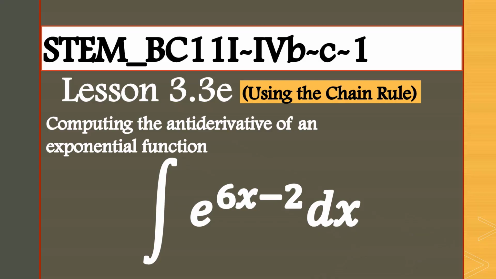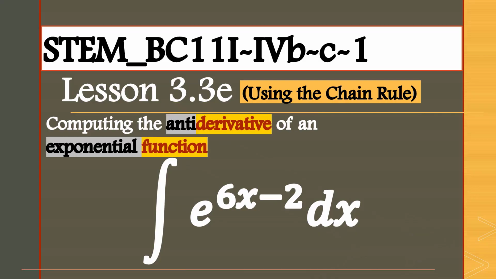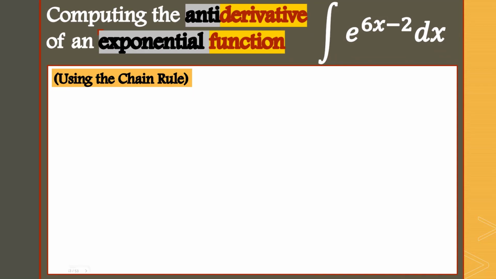Let's compute the antiderivative of this given exponential function using the chain rule. Now this is a second example with the use of chain rule for exponential functions where our base is Euler's number. And this time, our exponent is 6x minus 2, unlike the previous one. You have the integral of e to the power of 6x minus 2 dx. As mentioned previously, we are of course going to use the rule for anti-differentiating an exponential function with e as our base, which would give us itself plus c.